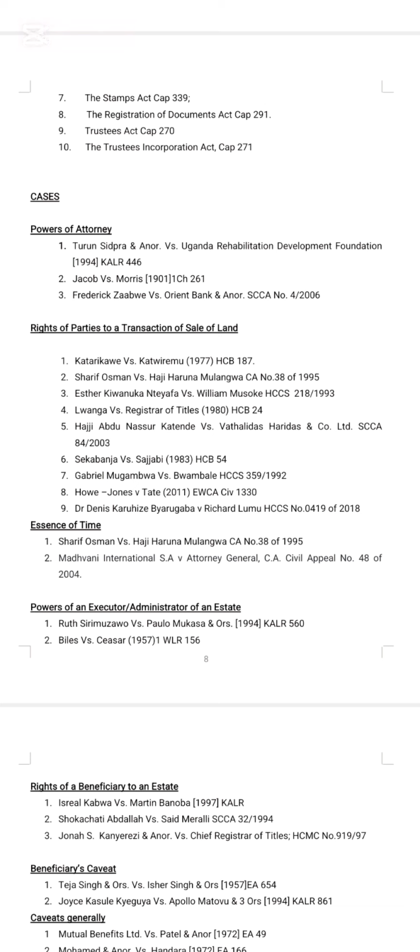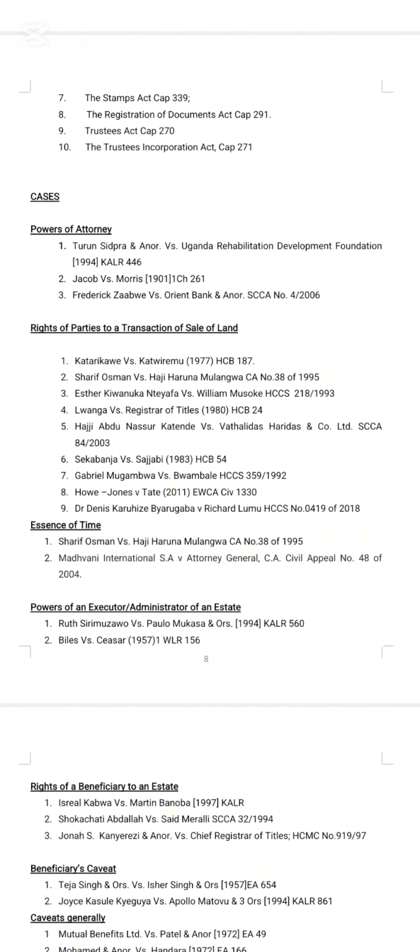Powers of attorney. The locus classicus case on powers of attorney is Frederick Zabwe versus Orient Bank. Of course, that case discusses powers of attorney. The first time I read it at my undergraduate, it was a very good case. I hope that you also read it.